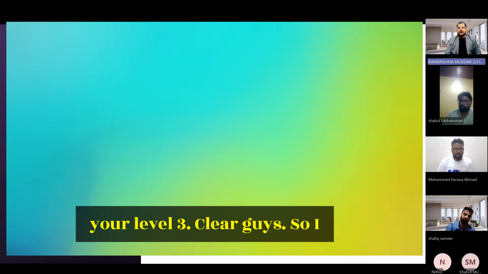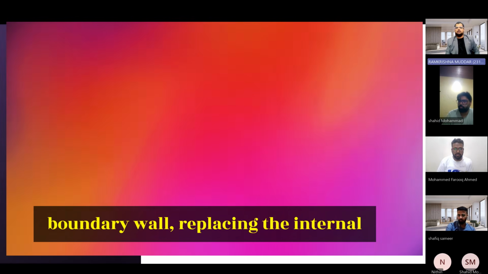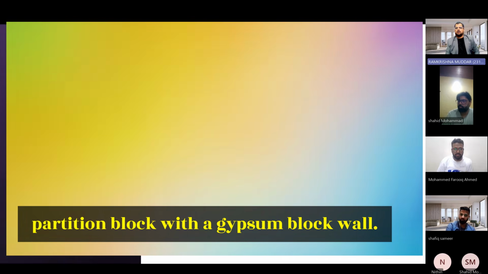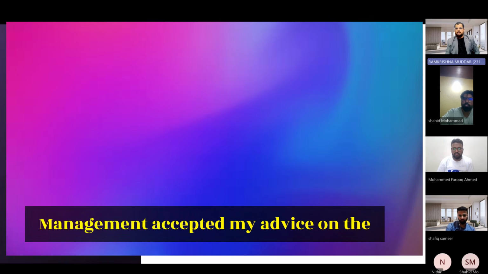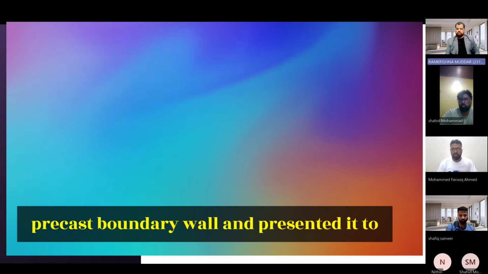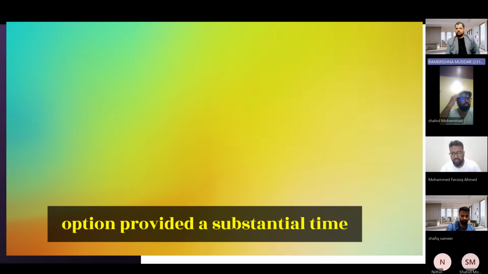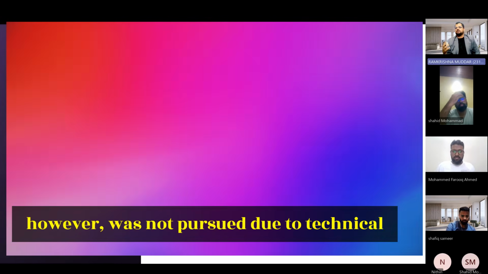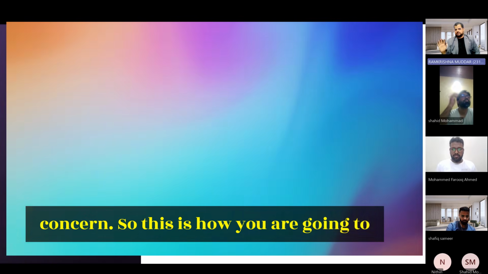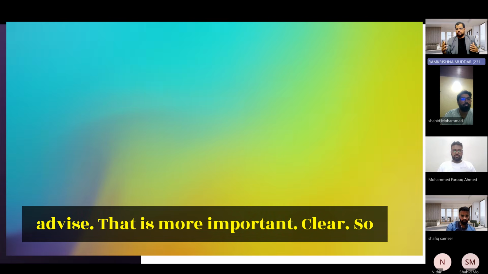Clear, guys? So I proposed two solutions: converting the conventional boundary wall to precast boundary wall, replacing the internal partition block with gypsum block walls. Management accepted my advice on the precast boundary wall and presented it to the client. Although slightly costlier than the conventional system, the precast option provided a substantial time saving. The gypsum block proposal, however, was not pursued due to technical concern. So this is how you are going to advise. That is more important. Clear?